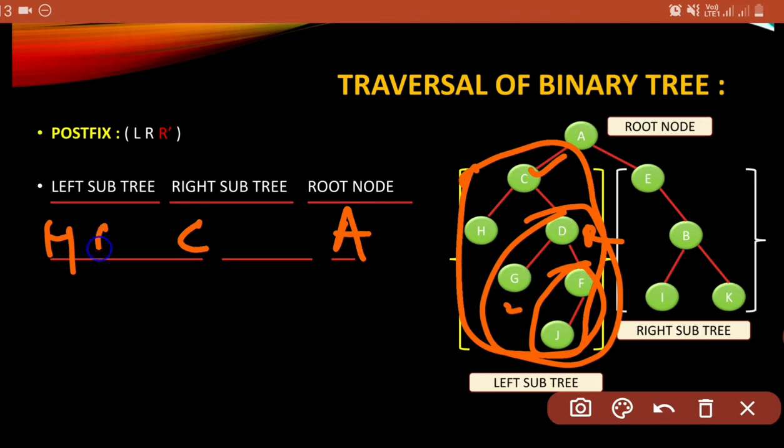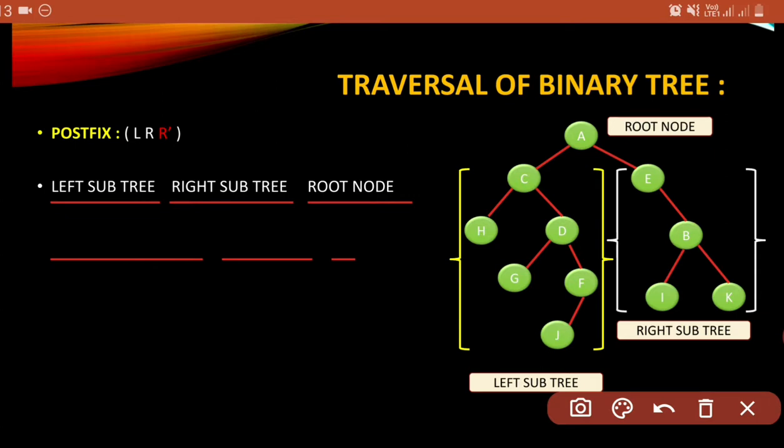Left is G, right is again a tree. Means in this I have to find left, then right, then root. But right is not present. What do I have to do? If right is not present, nothing I have to write. Left, right, root. In this way, you have to write J and F only.